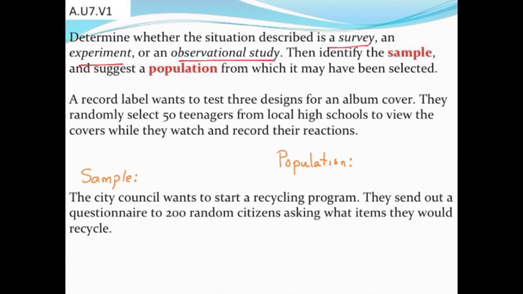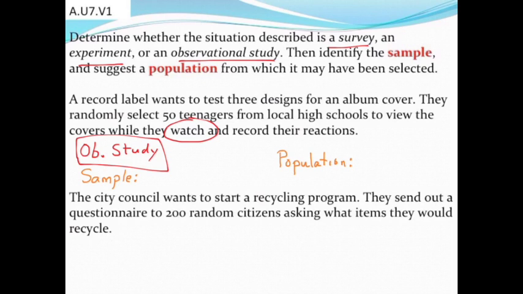So as I read these, I'm looking for keywords, and really what jumps out at me in this first scenario is the word watch. These people are watching the teenagers to see what their reactions are to these album covers. Because we're just watching and not interfering, I'm going to say this is definitely a case of an observational study. It's not an experiment. We don't have a control group. It's not a survey, we're not asking any questions. I'm just watching, I'm not interfering.